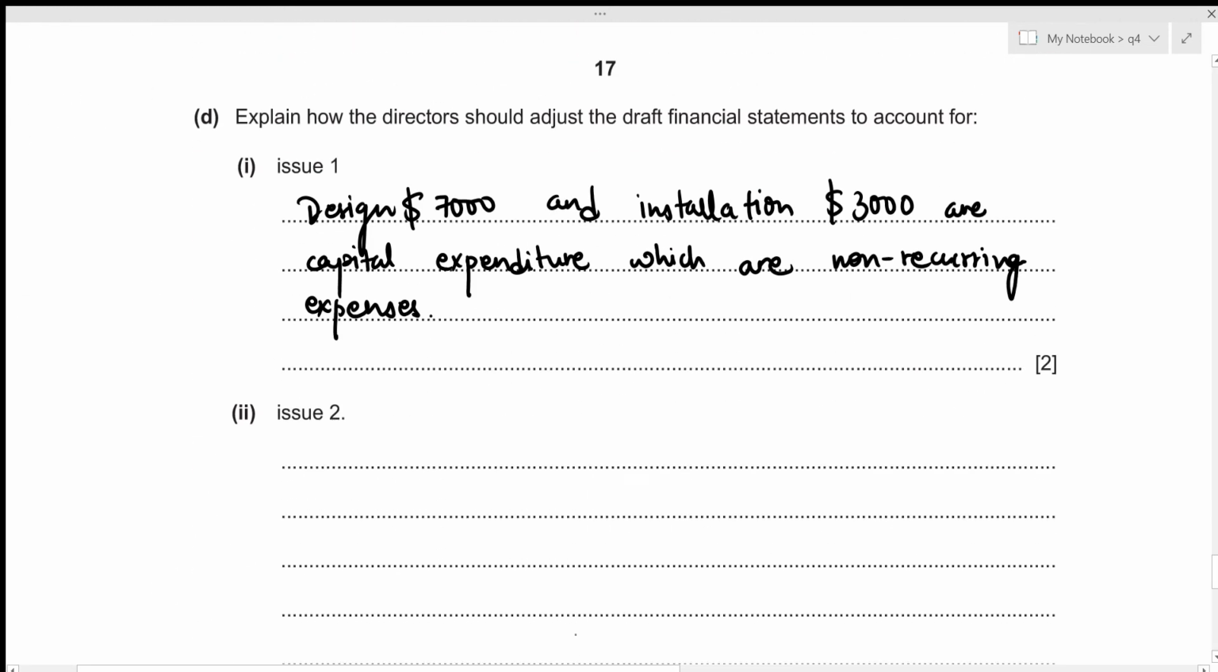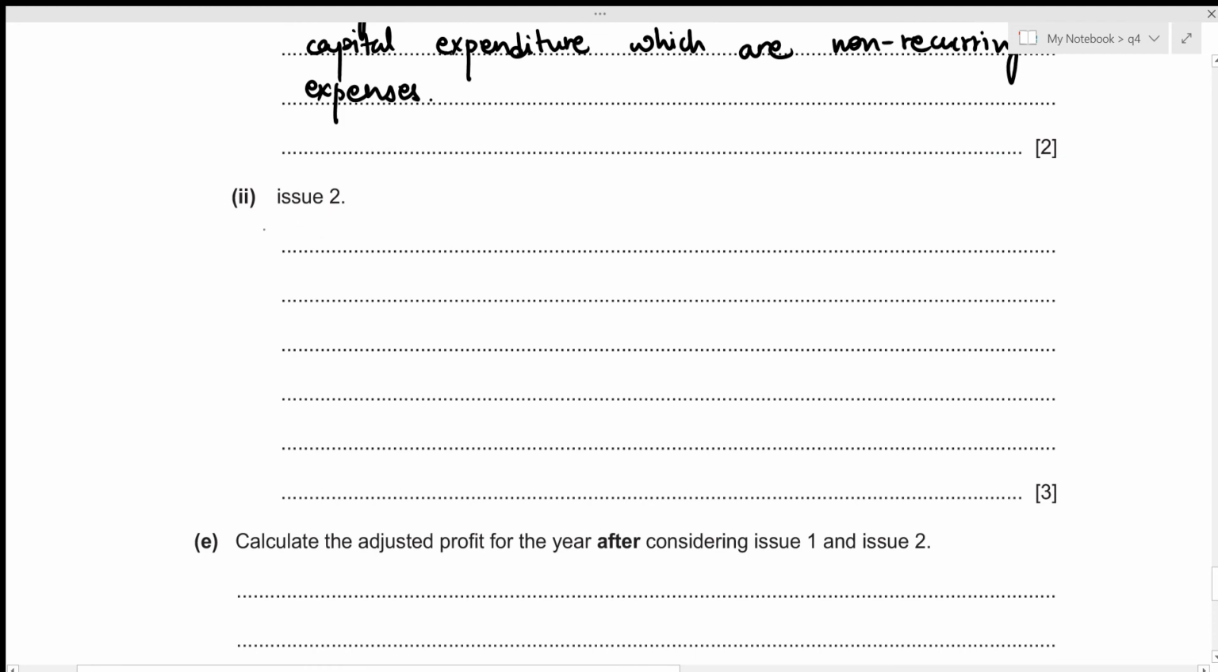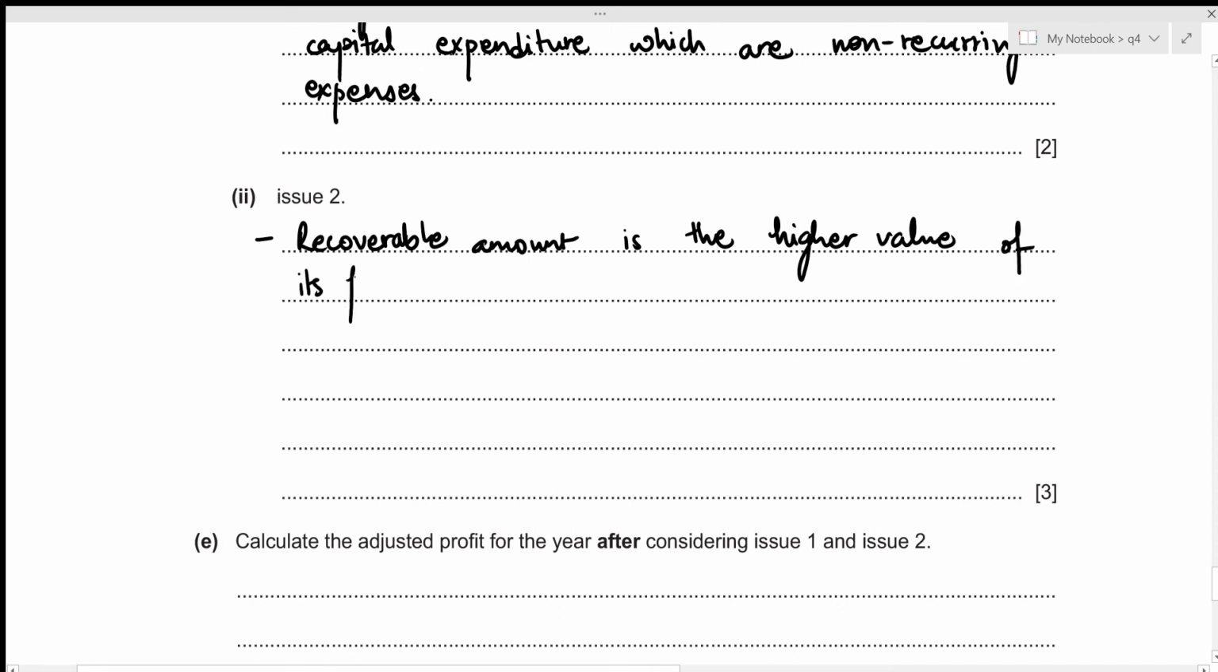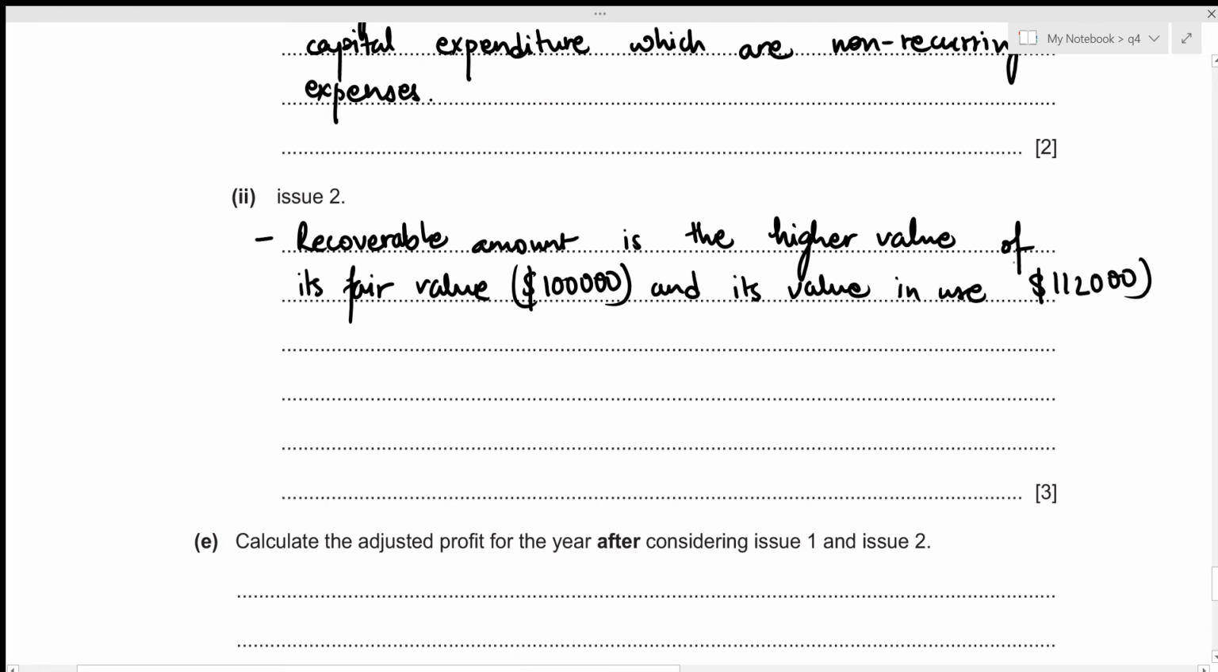Let's write it down. Okay, so the first thing is that recoverable amount is the higher value of its fair value, which was given to be 100,000, and its value in use, which was given to be 112,000.